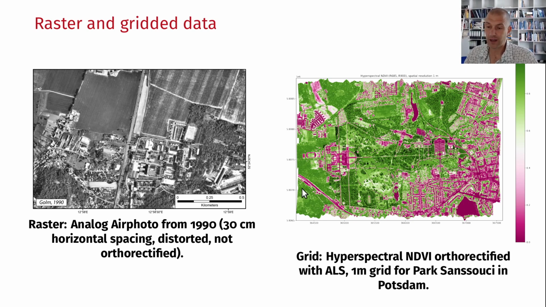On the right-hand side is a gridded data set derived from hyperspectral data. This is an NDVI data set that has been corrected with airborne LiDAR data, so we have very precise information of elevation, and that allows us to undistort this image and turn it into a grid. This is, by the way, the Castle Sanssouci, one of those famous buildings that has been reproduced after that building in Paris.